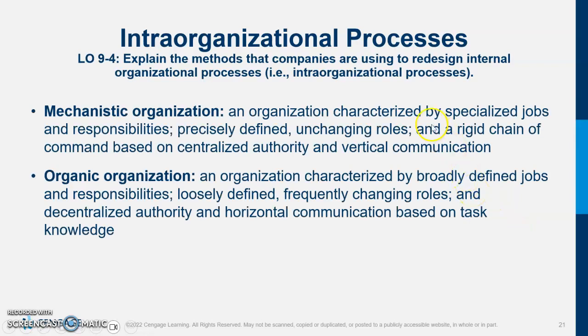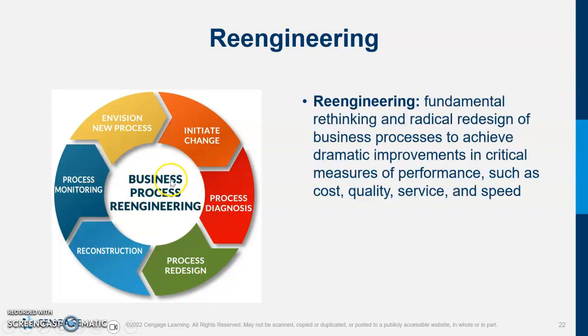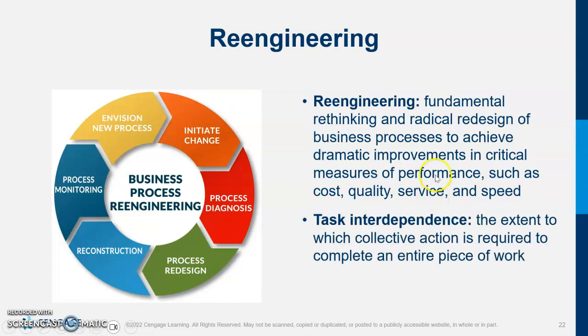I also talk about intra-organizational processes. A mechanistic organization is characterized by more specialized jobs, whereas in an organic organization people have more loosely defined jobs, and people do, maybe what we might say, wear different hats. One thing companies sometimes do is they may have a process, but then it's no longer working for them, so they partake in this concept of re-engineering. So it's rethinking and redesigning business processes, and it's a very iterative process. And the reason we do it is to achieve cost, quality, service, and speed efficiencies.